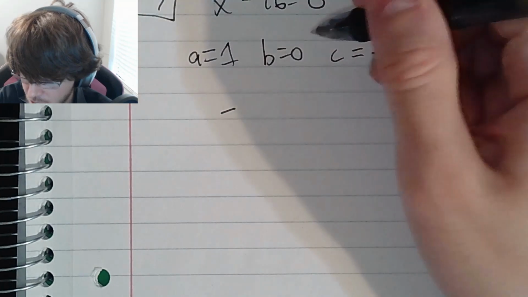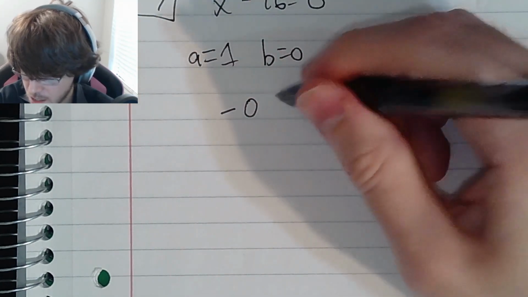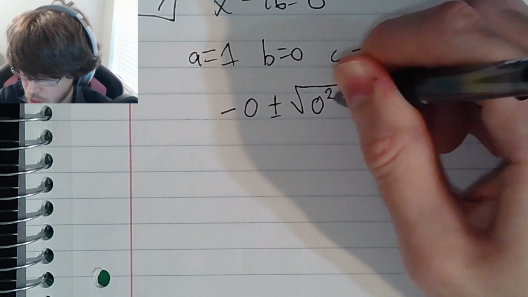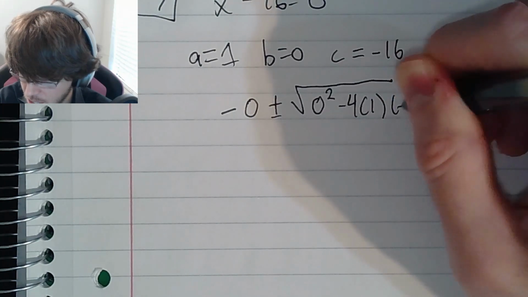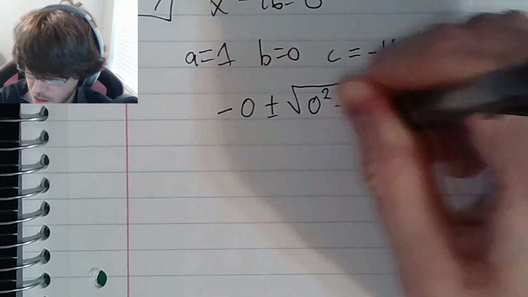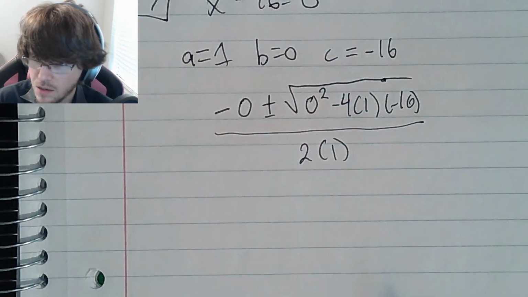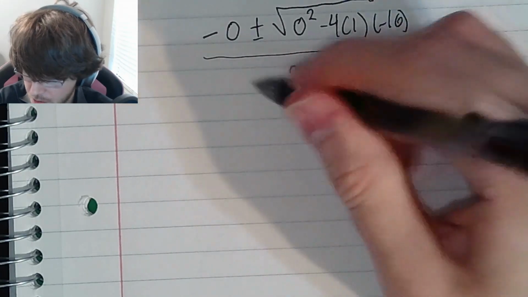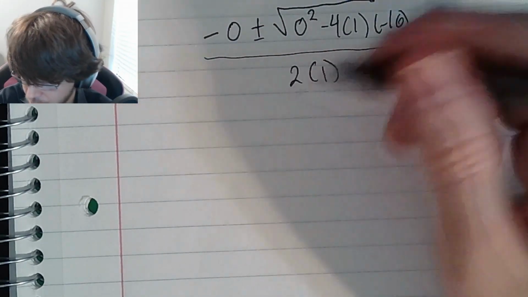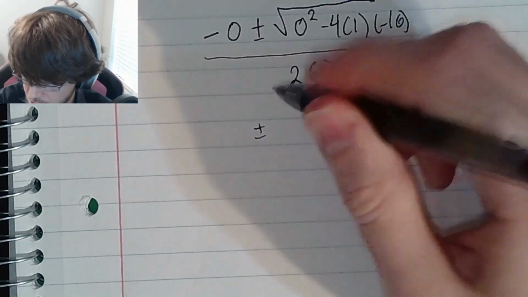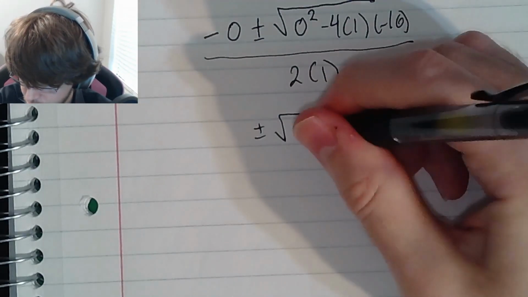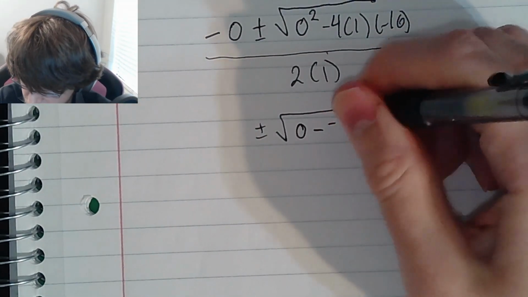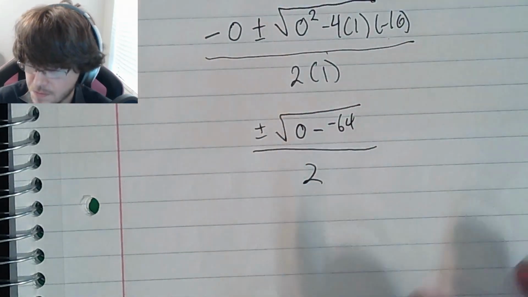So we have negative b plus or minus the square root of b squared minus 4ac, all divided by 2a. So that's going to give us negative 0, which is nothing, so I don't even need to write it anymore, but we can. So you have plus or minus the square root of 0 squared, which is 0, minus negative 4 times negative 16, which is negative 64, divided by 2.